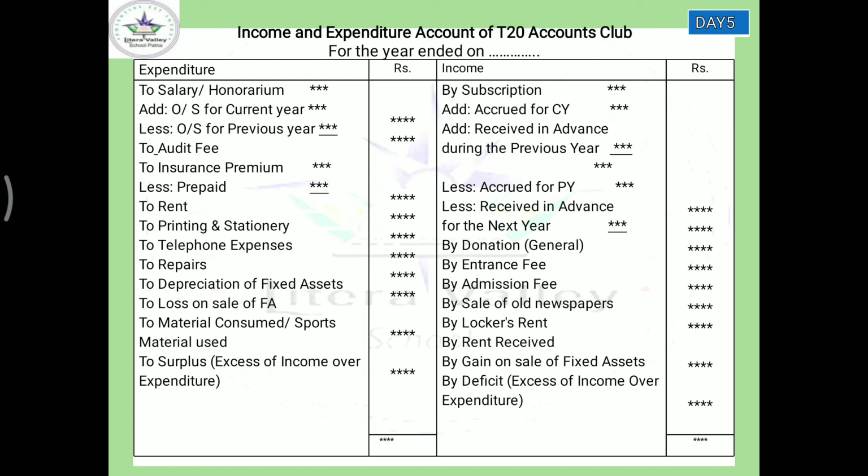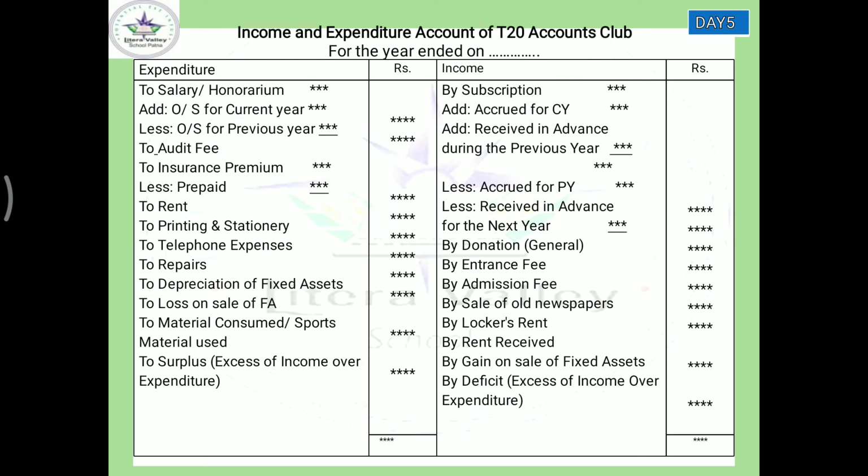Subscription always needs adjustment. You can look at it here. I have used the word accrued, otherwise in the books and different books outstanding has actually been given. So if it is accrued for the current year, it will be added. Subscription received in advance during the previous year. You have received in the previous year subscription for the current year, means in 2019 you have received subscription for 2020. So it will be the income of 20 and that is why it will be added.